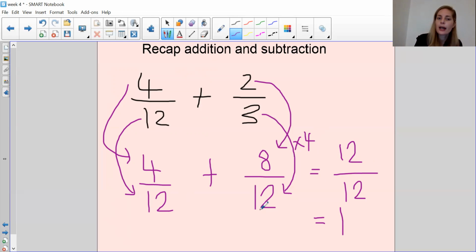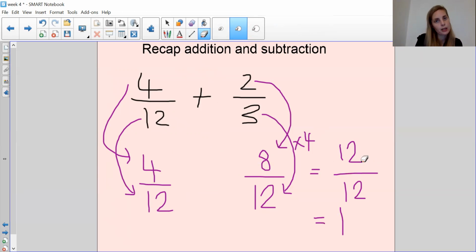Right, so that's when I add. If I was doing subtraction, I would do exactly the same, except that I would then subtract my top numbers. And I can't do it with this one because it won't work out. But if I was subtracting, I would just look at my numerators and I'd say this number, subtract this number, would give me my answer. And then I would leave the bottom number, the denominator, the same.